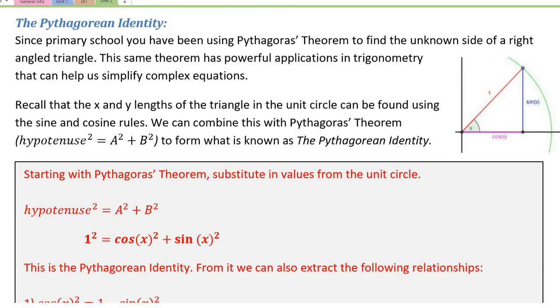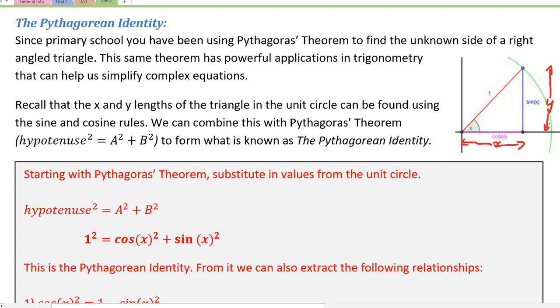Okay. So guys, we're going to look at something called the Pythagorean identity. You guys have used Pythagoras' theorem to find the unknown side of a right angle triangle. We can actually end up using Pythagoras to simplify complicated equations. So recall that if I'm on my unit circle, guys, the x coordinate is given by cos. So cos of my angle is equal to whatever my x coordinate is. The y coordinate is just sine of my angle.